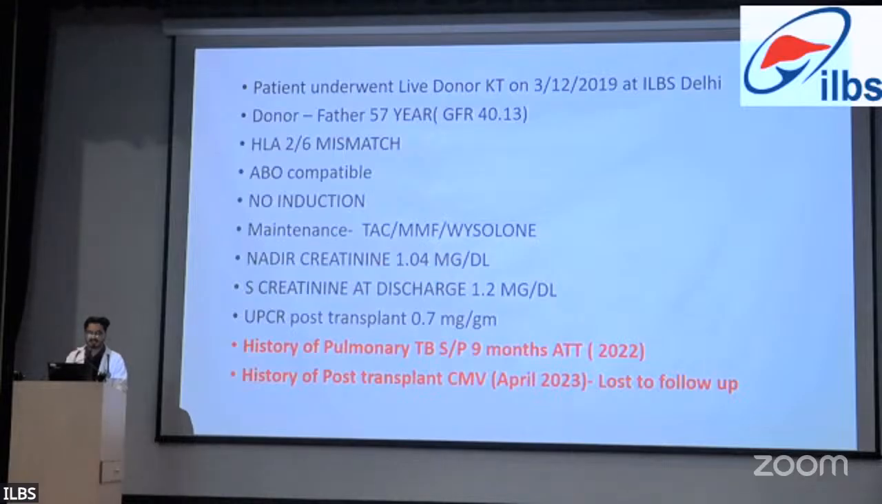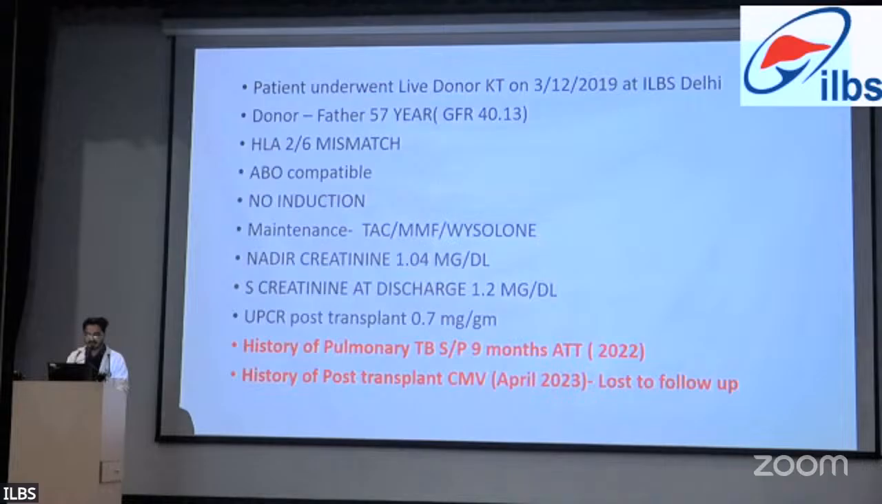Father was the donor, ABO compatible transplant, and the HLA mismatch was 2/6. There was no induction given for this patient, and maintenance immunosuppression with tacrolimus, MMF, and prednisolone was given. Nadir creatinine achieved was 1.04, and serum creatinine at discharge was 1.2. UPCR post-transplant was 0.7. The patient had a history of pulmonary tuberculosis, for which he took 9 months of ATT post-transplant in 2022, and he also had post-transplant CMV viremia in April 2023.